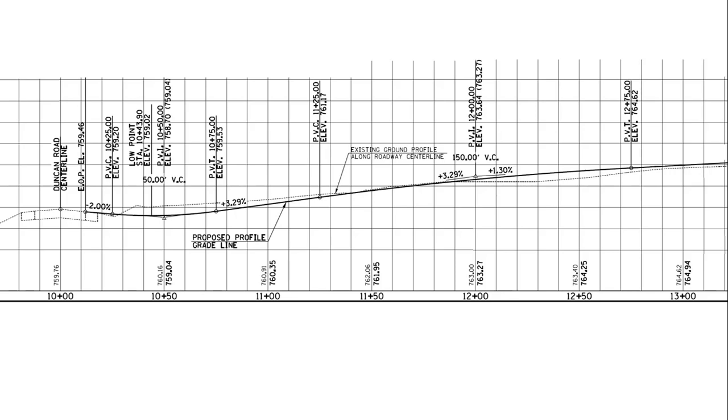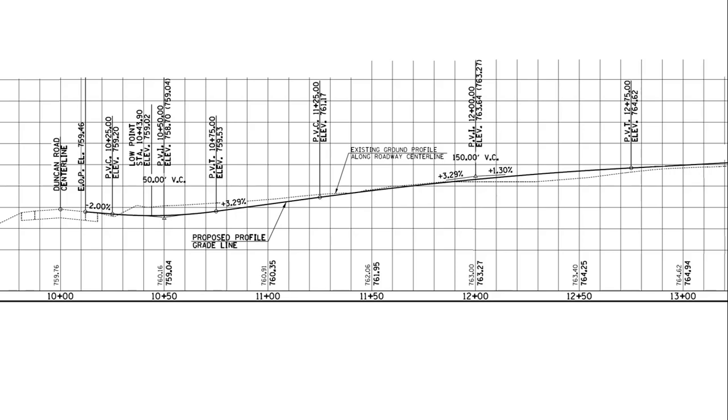So in other words, this little sag curve that goes through here smooths out the transition between two tangent lines. You've got the point of vertical curvature, the point of vertical intersection, and the point of vertical tangency. And we'll talk more about vertical curves later in the semester. But it gives you the proposed elevation at each of those points, and what the station is at all of those points.